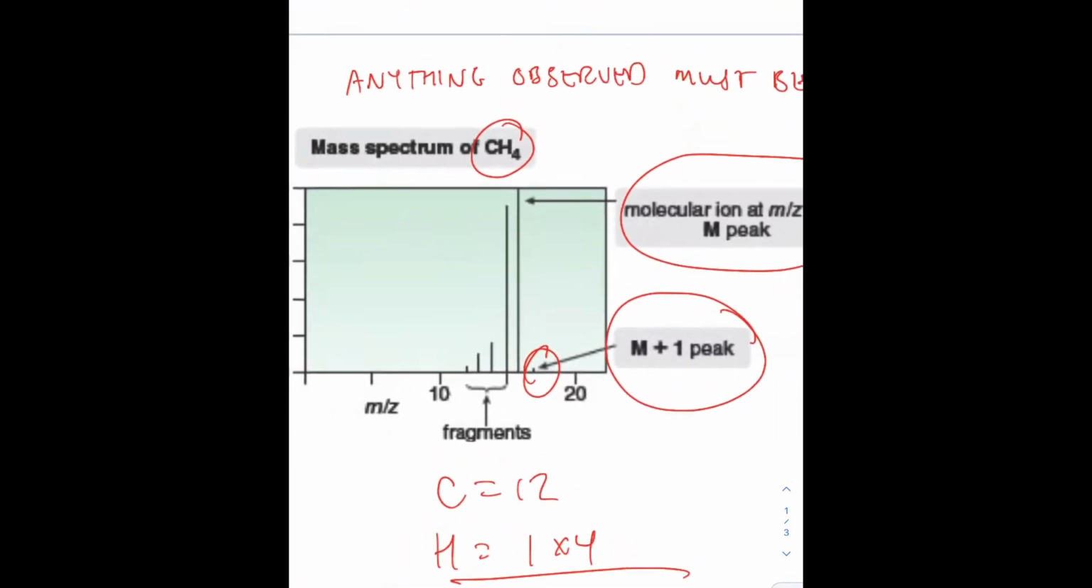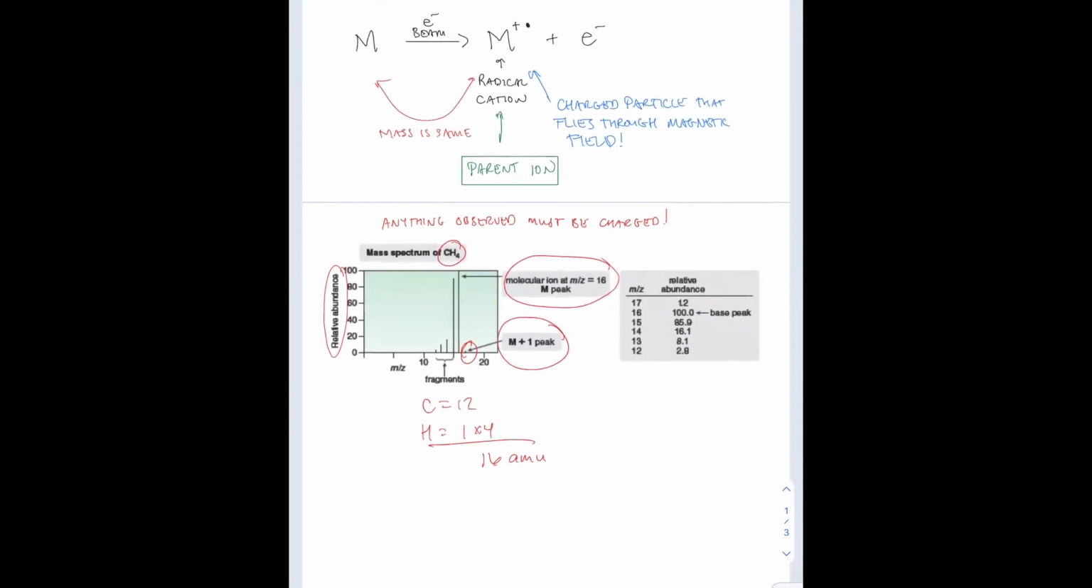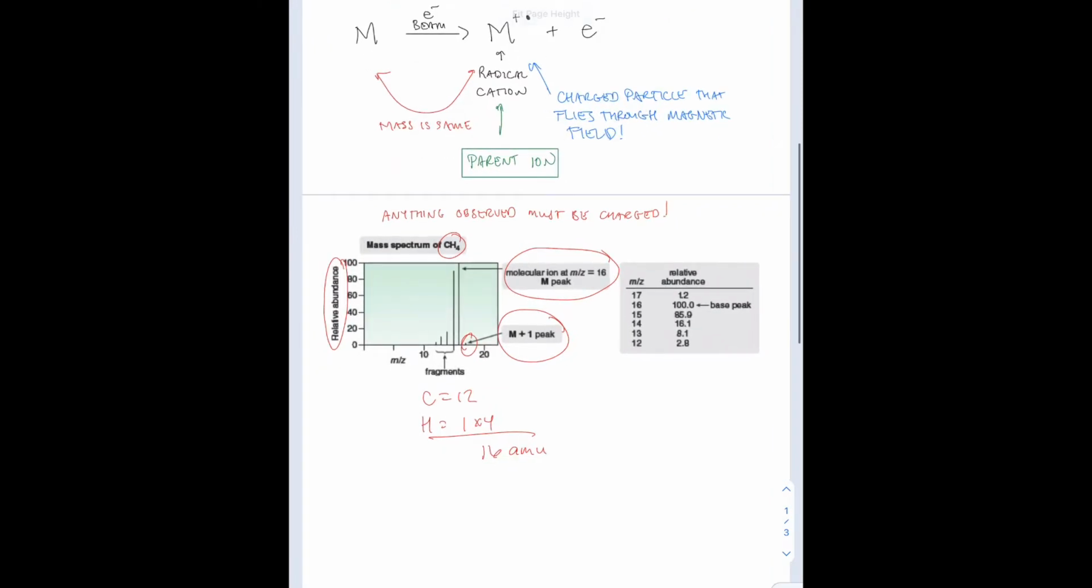Now, the M+1 peak, notice how it's really, really small. You have to really zoom in there, and it's pretty much nothing. The reason why that's there and it's so small is because we do have a very, very small amount of carbon isotope that is actually not carbon-12 but carbon-13. So it's 1 atomic mass unit heavier, and so that's why we end up getting that M+1 peak.